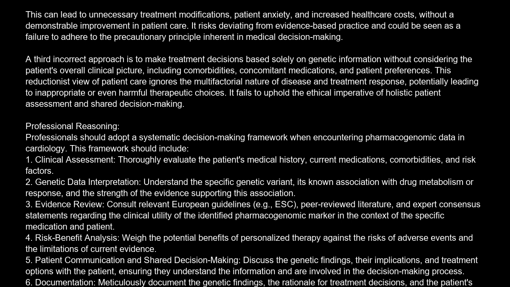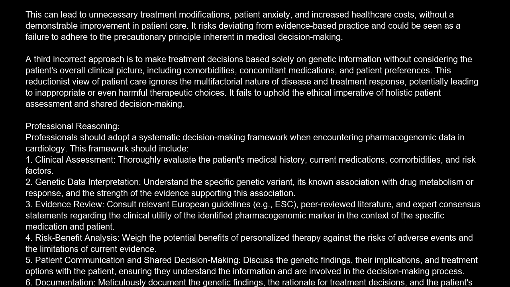Professional reasoning. Professionals should adopt a systematic decision-making framework when encountering pharmacogenomic data in cardiology. This framework should include: 1. Clinical assessment. Thoroughly evaluate the patient's medical history, current medications, comorbidities, and risk factors. 2. Genetic data interpretation. Understand the specific genetic variant, its known association with drug metabolism or response, and the strength of the evidence supporting this association.